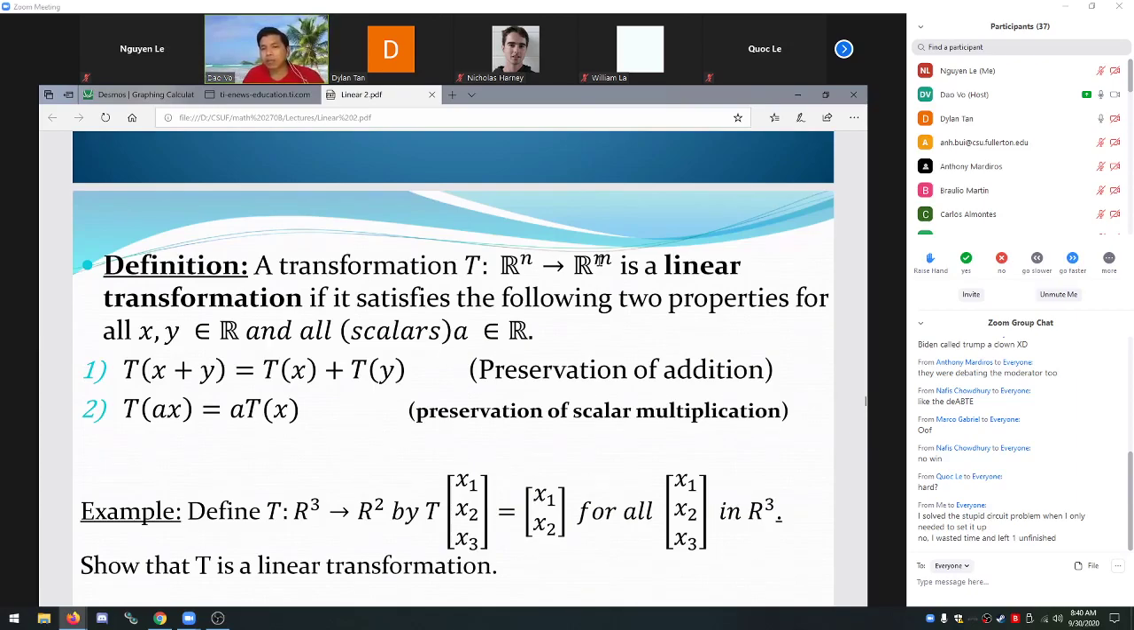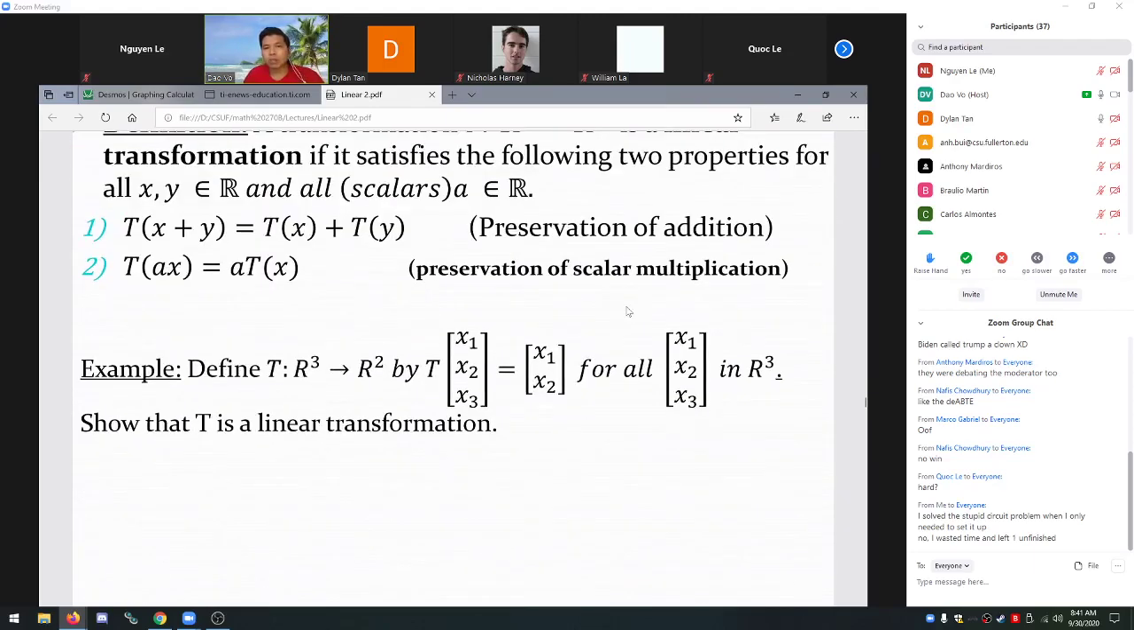When you think about functions, you have linear function, we have parabola, cubic, square root, sine, cosine, all that kind of function. But what's the characteristic of a linear function? It has to be a straight line, it has to have a slope, and the degree of the variable has to be 1. Same thing here in transformation. We have a lot of transformations, but which one is linear? A transformation is linear if we can prove that it satisfies the following conditions.